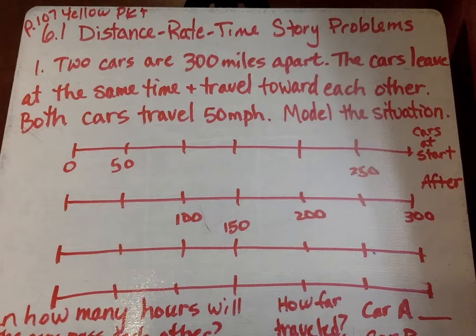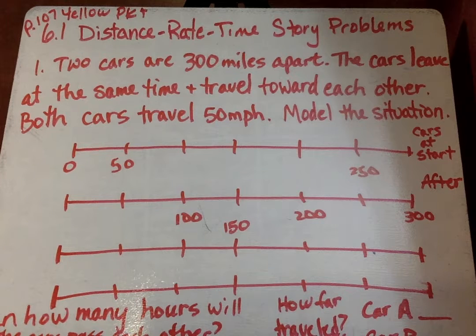Hello students, today we will be going over 6.1. This is page 107 in the yellow packet. It's distance, rate, and time story problems. Okay. In our objective, I can create equations to solve distance, rate, time situations involving two objects.